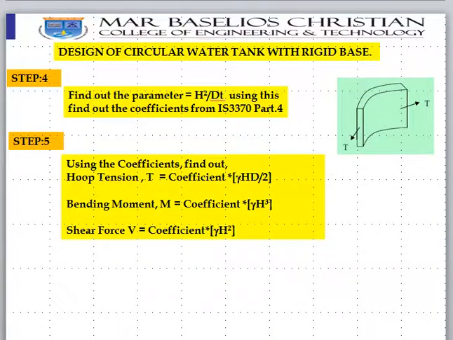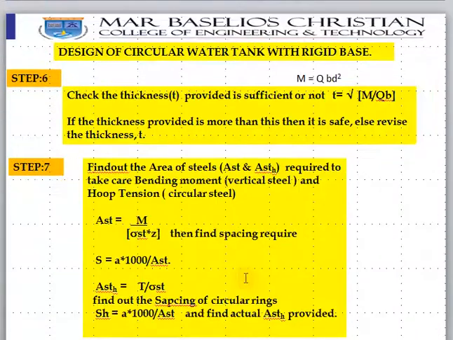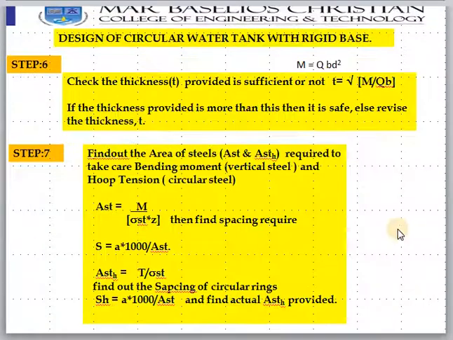Okay, so the next step is, once you got these coefficients, bending moment and tension, you need to check whether the thickness you have given is right or not, is it sufficient or not. So you can use this formula: Mu is equal to Q b t square, we already found out Q and everything. So from this, T is equal to root of M divided by Q b. T is nothing but thickness.